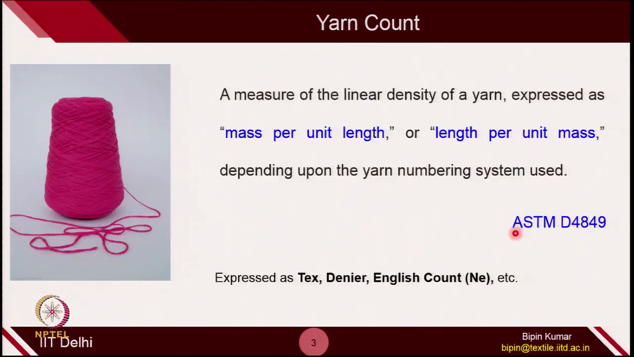In terms of standards, if you look at yarn counts, there are a number of yarns you can find in the textile industry, either cotton yarn or polyester yarn, and all of these can vary in terms of yarn count. Yarn count is a kind of linear density which is expressed as either mass per unit length or length per unit mass, depending on the yarn numbering system used.